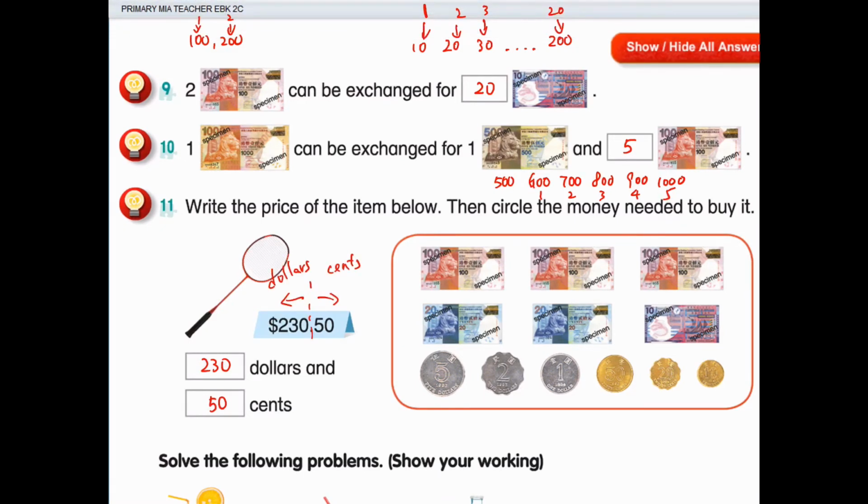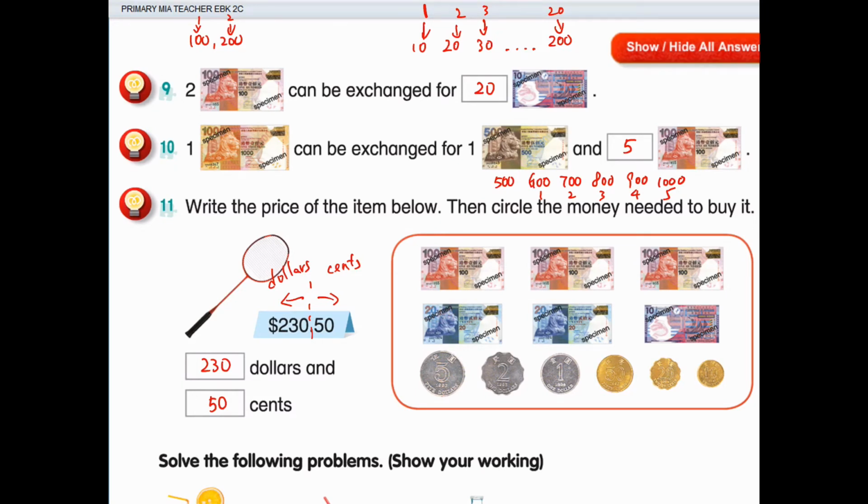And for question 11, write the price of the item below, then circle the money needed to buy it. By looking at the price tag, remember the dot that separates the dollars and cents, we call it the decimal point. Whatever goes on the left hand side we call the dollars, and the right hand side the cents. So here on the left side $230, and on the right side we have 50, so 50 cents. And we need to circle the money that we need to buy it.